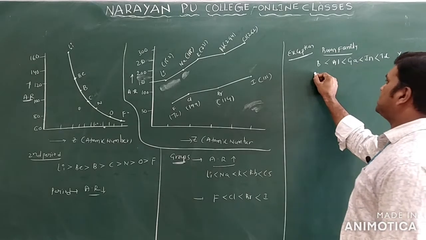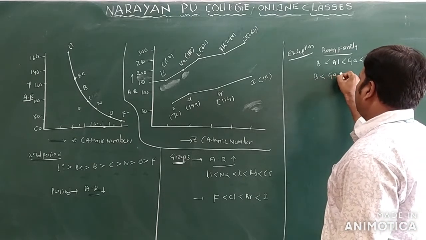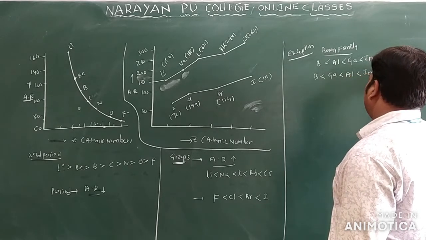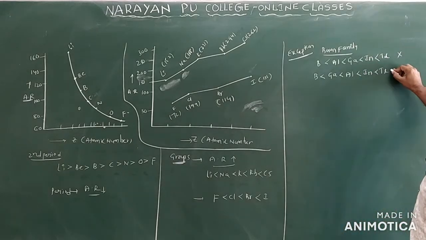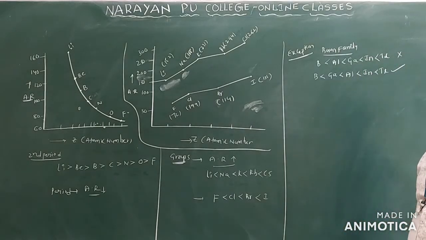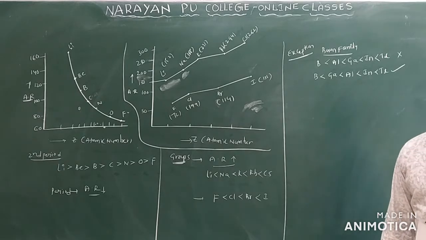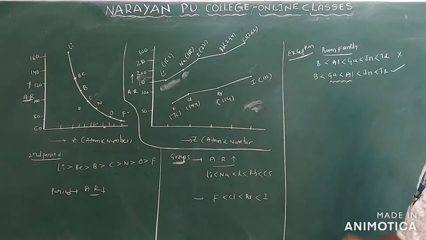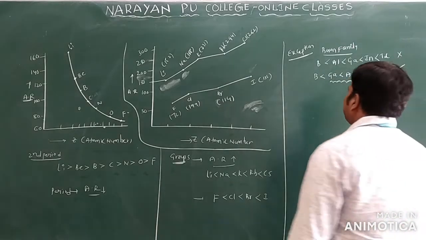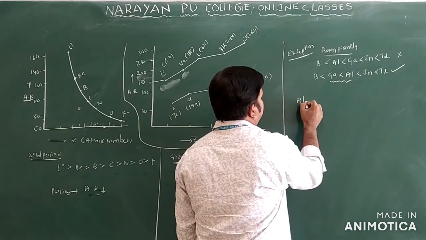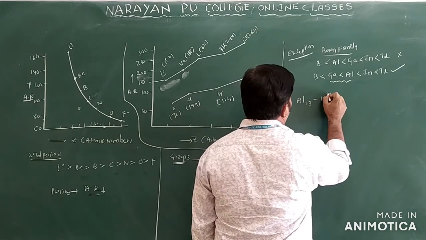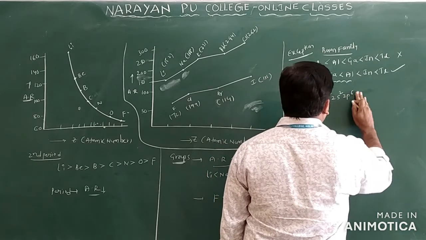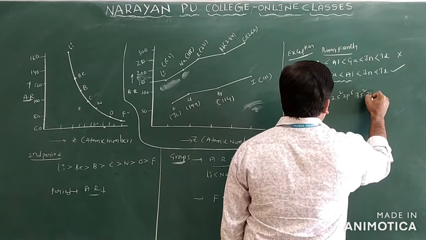The correct order is boron less than gallium, gallium less than aluminum, aluminum less than indium, indium less than thallium. This correct order is given according to the experimental values of these elements. What is the reason gallium is less than aluminum? Let us see the configurations of aluminum and gallium. Aluminum has atomic number 13. What is the configuration? 1s2, 2s2, 2p6, 3s2 and 3p1.